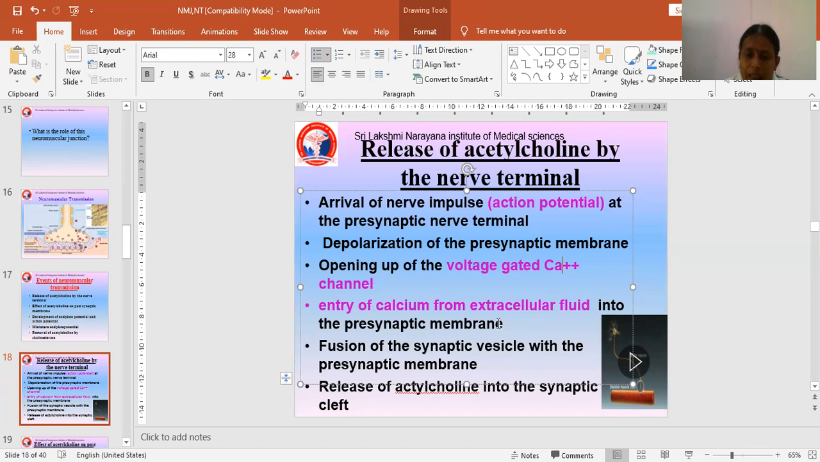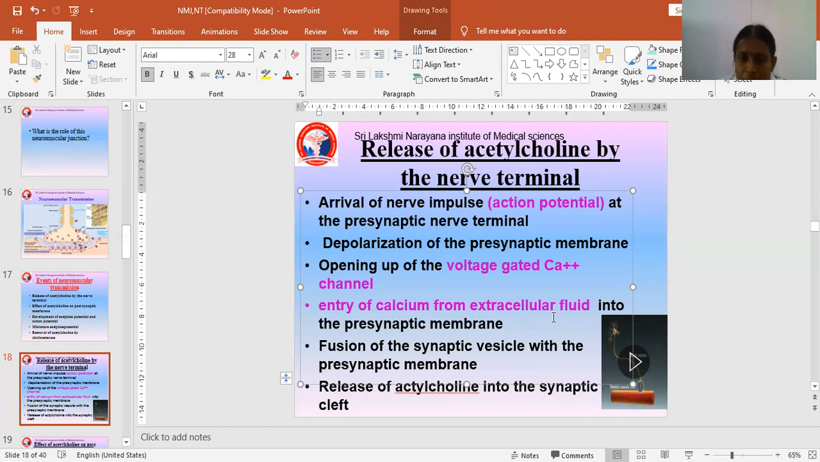Inside, the calcium causes the fusion of the synaptic vesicles with the presynaptic membrane. Once the vesicle has fused with the presynaptic membrane, the fused portion opens up and releases acetylcholine into the synaptic cleft. So this is the first step.